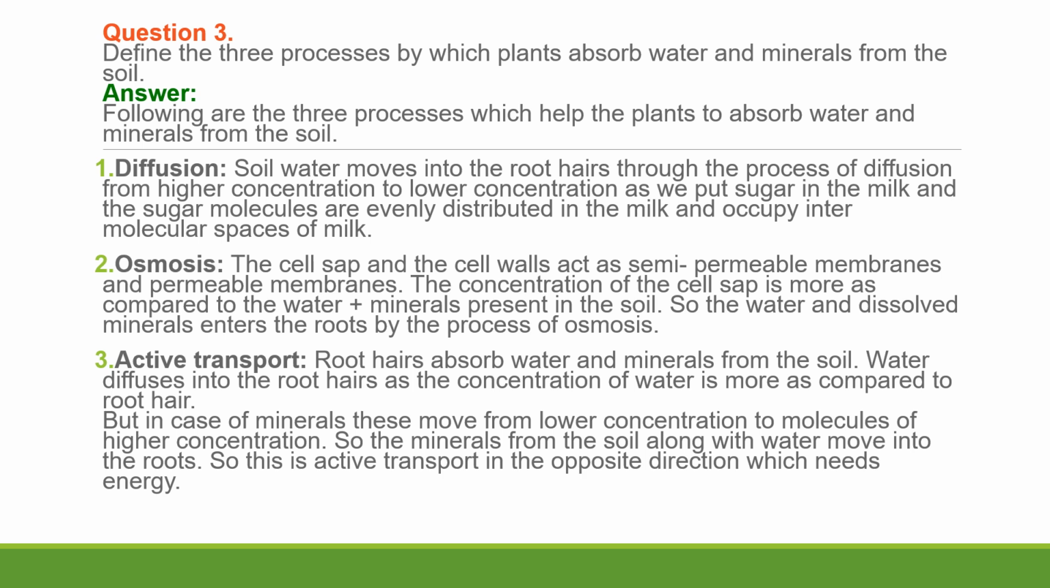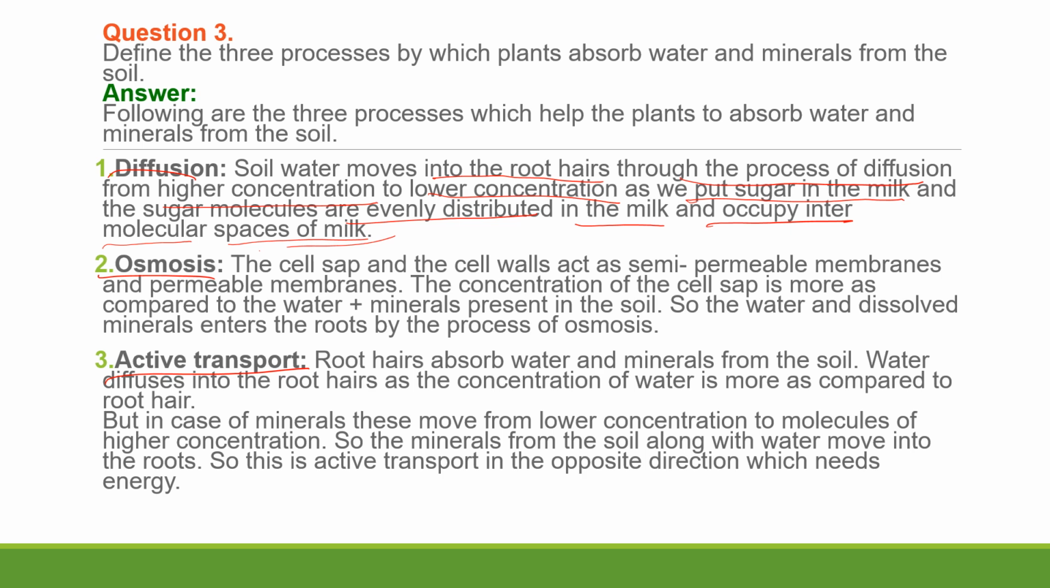Now define the processes by which plants absorb water and minerals from the soil. So we have taken three processes: diffusion, osmosis and active transport are the three main processes by which the plant absorbs water and minerals from the soil. So soil water moves into the root hairs through the process of diffusion from higher concentration to lower concentration, as when we put sugar in milk, the sugar molecules are evenly distributed in the milk and occupy the intermolecular spaces of the milk, right?